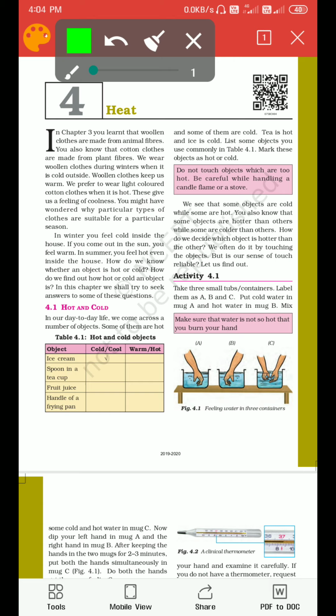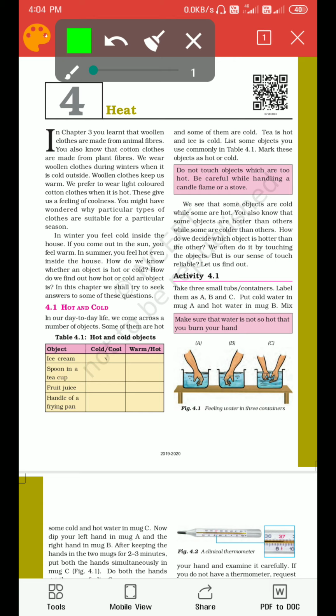So, to know the exact temperature of any substance, we use an instrument, and the name of that instrument is thermometer. Okay, you have heard about that. Then what is a thermometer? Students, a thermometer is a device by which we measure the temperature of any substance.